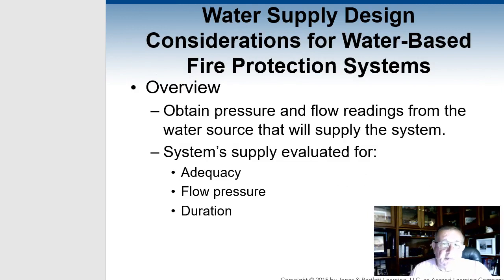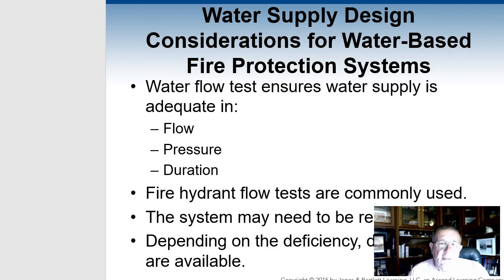Overview of water-based systems is adequacy, the flow, and the duration that you're going to need. So where does it go? Water flow ensures the water supply is available at all times, with flow, pressure, and duration. How we commonly know this is by flowing the hydrant. We do some testing using a pitot gauge to find out what the flow is. We also need to understand what the residual pressure is in the hydrant, or in the water system, that can be used in a major fire event.